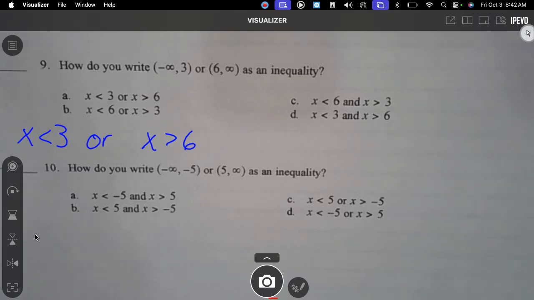Alright? So what do y'all get for number 10 then? Less than negative 5 or, D. It's D. Why is that? Because it's saying, okay, it goes up to negative 5. So we are less than negative 5. It's got the word or. And then this one starts at 5. And it keeps going on. Okay? And that's it. That was the whole rest of that lesson.